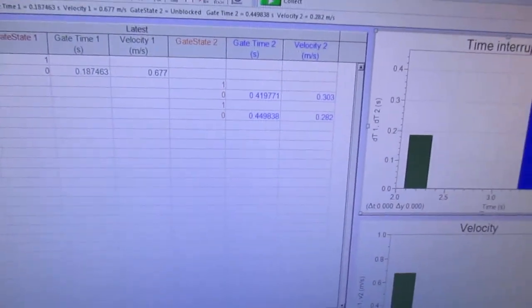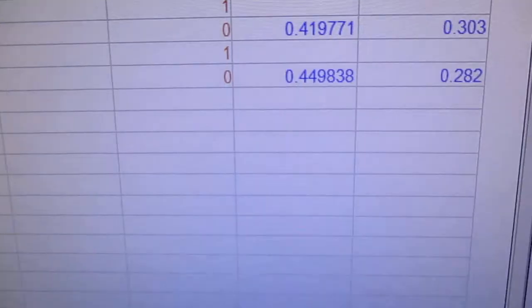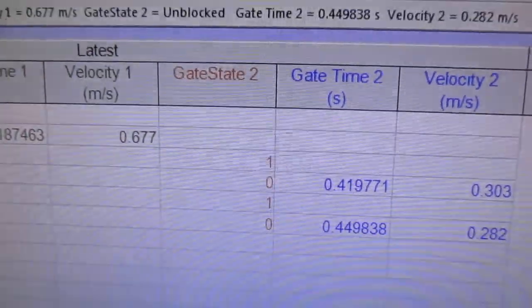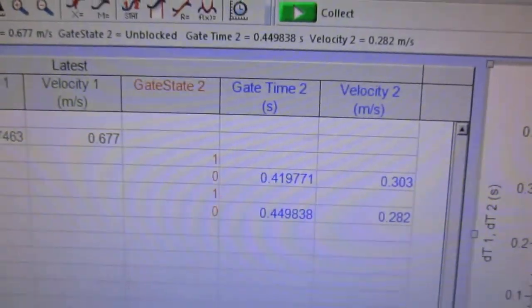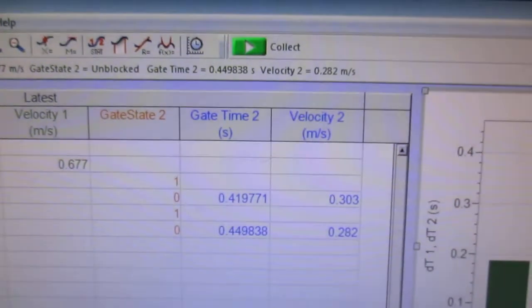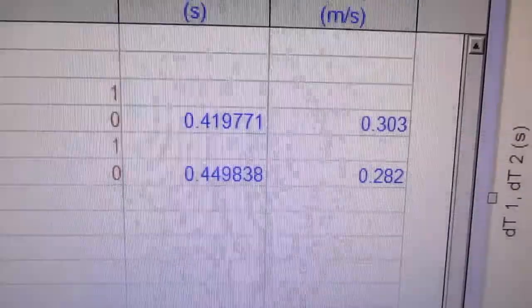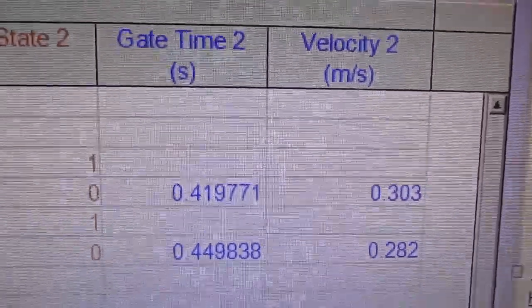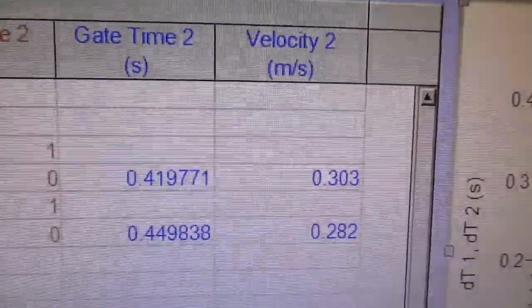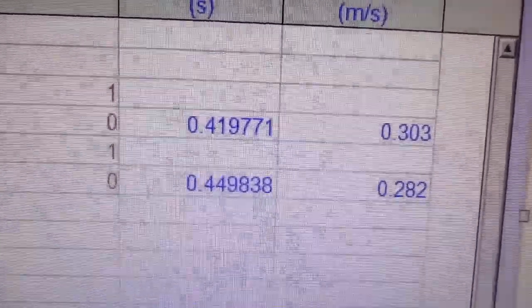Okay, so here is the data on the third collision, a completely inelastic collision. Now, it looks similar to the inelastic collision because we have two final velocities. However, we notice the second final velocity is slightly lower than the first. But we know they stuck together, so they were moving at the same speed.